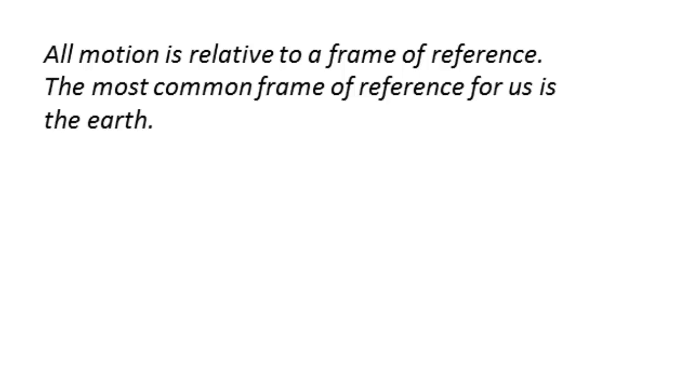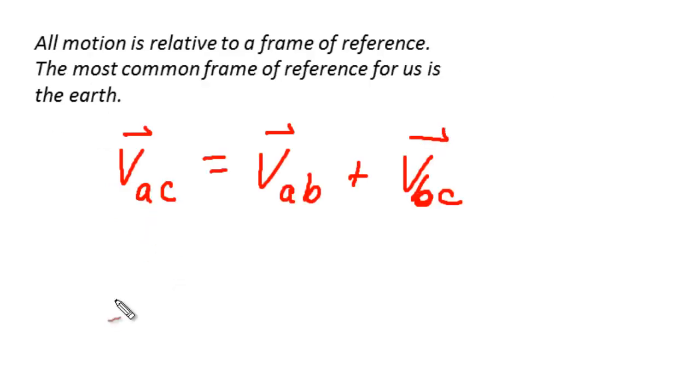Okay. The next thing is we have this very silly formula. It goes like this. The velocity of an object A relative to C is equal to the velocity of object A relative to B, plus the velocity of object B relative to C. That formula looks like gobbledygook and makes no sense until you start putting it into play with an actual example.